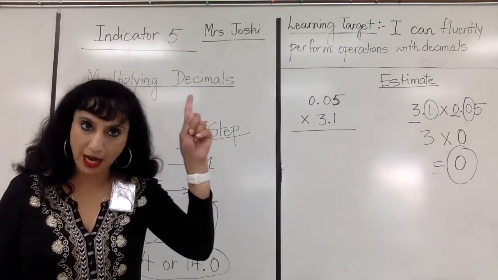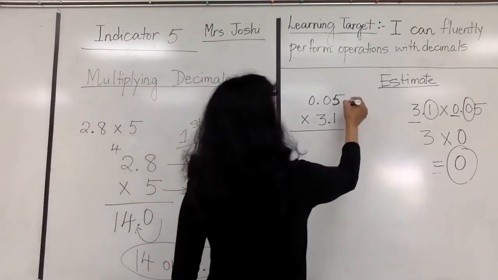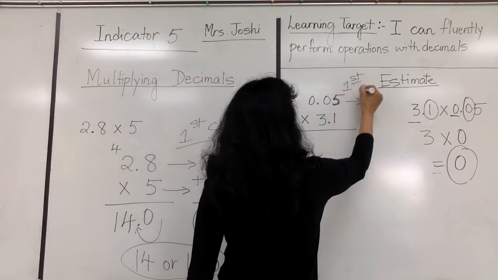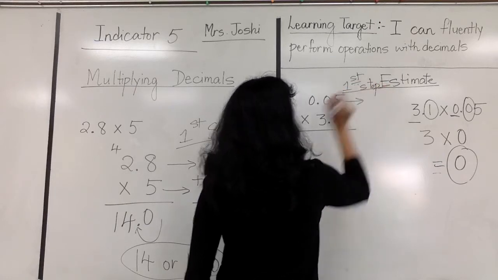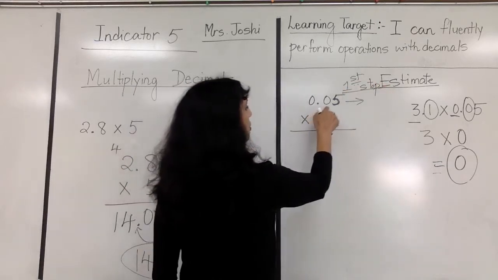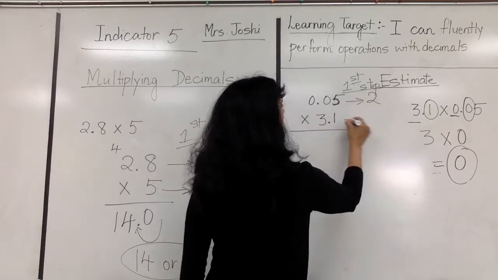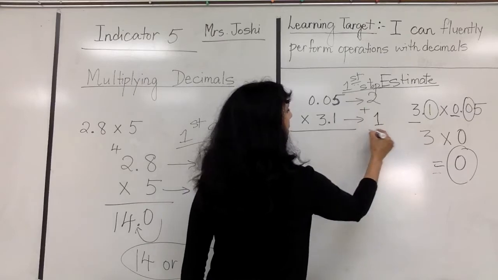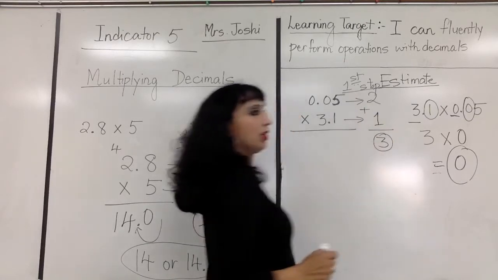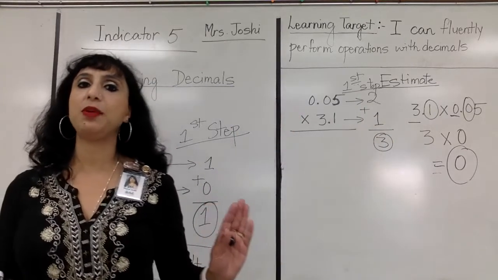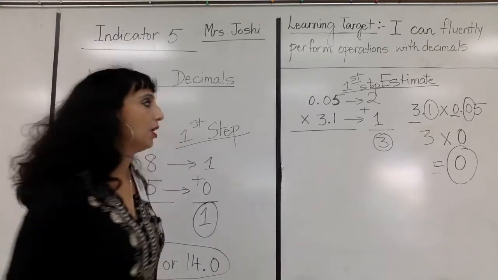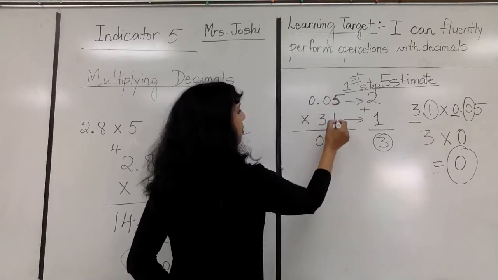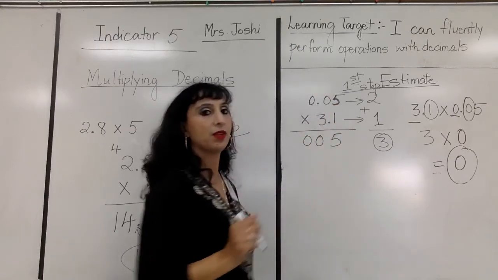Remember, your first step is to count how many digits are behind the decimal. Do not forget this first step so that we don't make mistakes at the end, okay? So we have 2 digits here, and we have 1 digit here. 2 plus 1, I get 3 digits total. So I'm going to hold on to that because I'm going to come back to this at the end, okay? So 1 times 5, 5. 1 times 0, 0. 1 times 0 is 0.